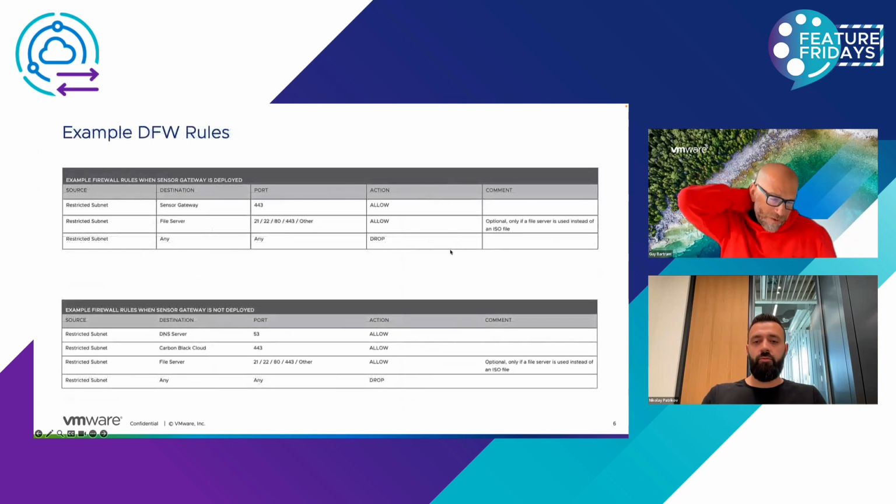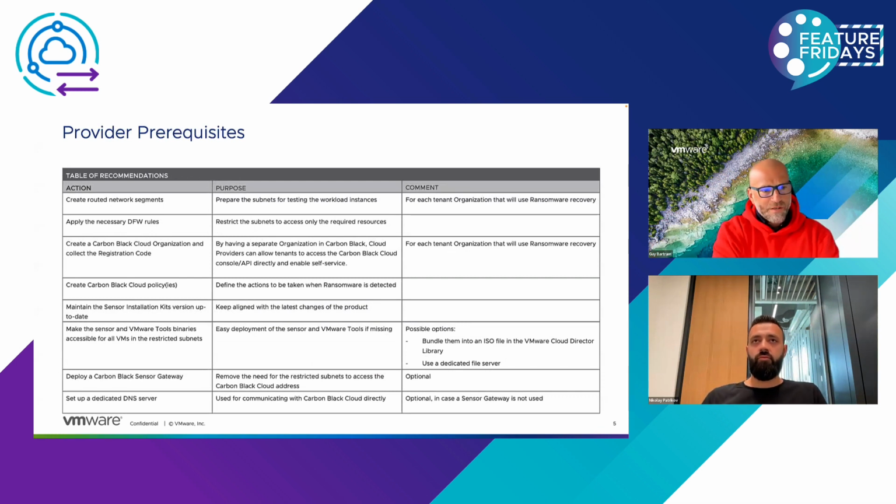So just defining those steps, then there's the routed network segments and firewall rules. These are basically so that the tenant can connect to the Carbon Black Cloud, sorry, and download all of the past data. So if you don't do that, you'd use the gateway. That seems like a no-brainer, right? Is there a reason why you wouldn't use a gateway?